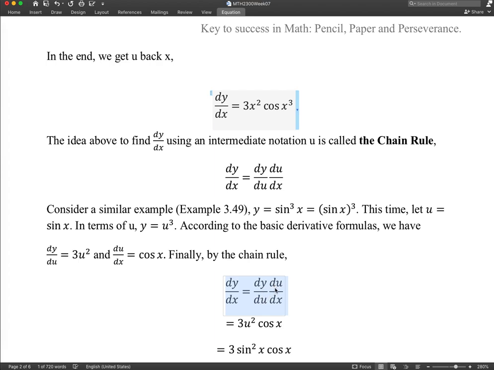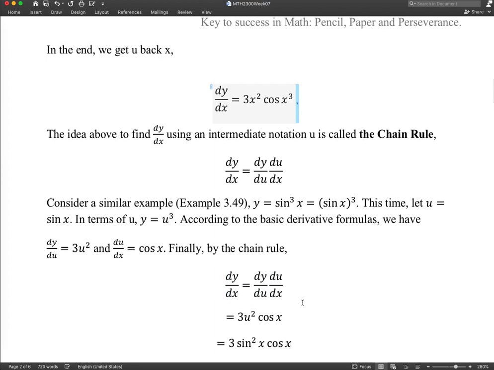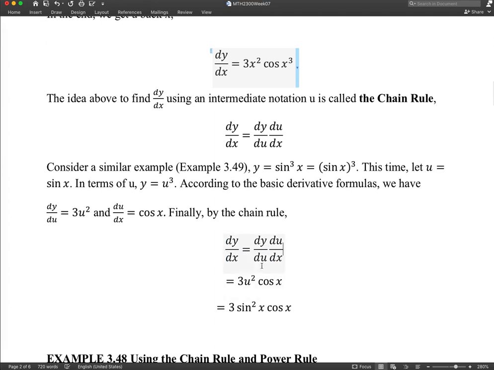You multiply them together correctly, it just turns out to be dy dx. That's all about the chain rule. Okay. And then you put everything back. We already calculated those two derivatives: 3u squared for dy du, and du dx, that's cosine x. So I'm having 3u squared times cosine x.